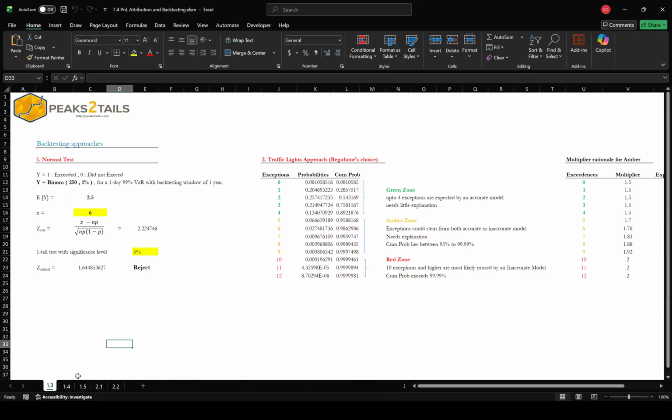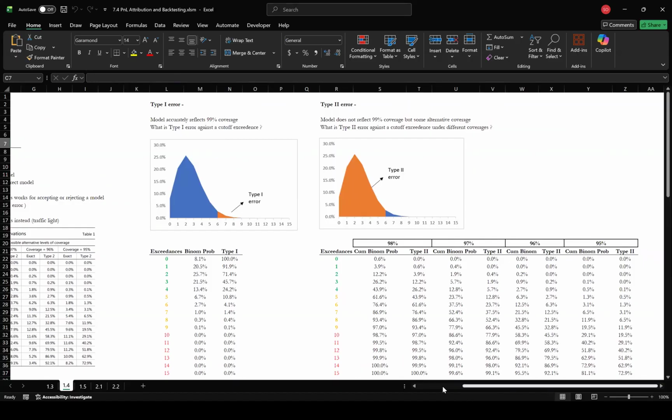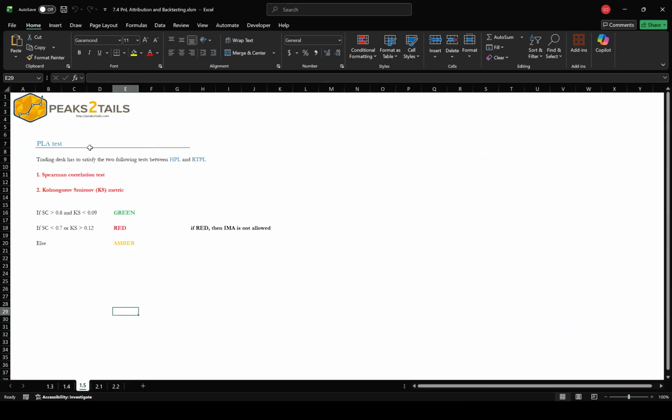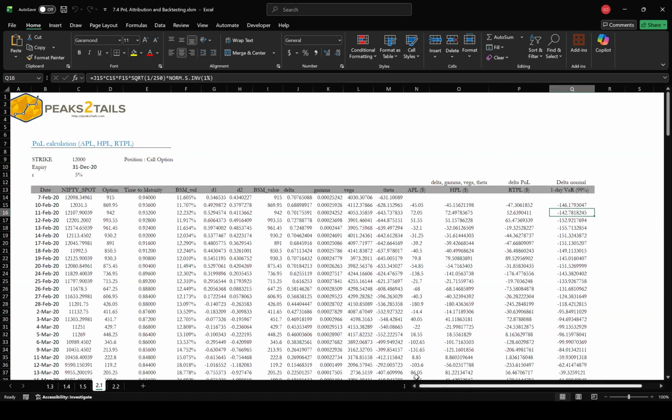Yeah, here it is. So normal backtesting approaches, right? Normal test, we have traffic light approach. This is the one that is used by the regulator. And discussion on type 1, type 2 error, very, very important. Theoretical background behind this. And different types of profit and loss attribution test. So we have Spearman correlation test, KS statistic. And this is the end-to-end example.